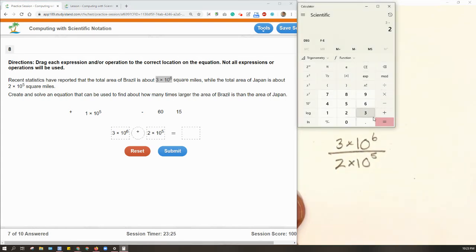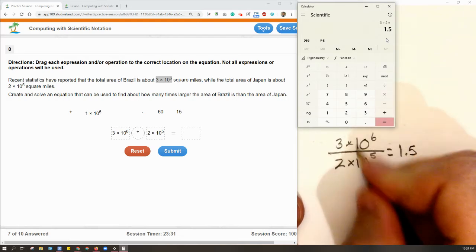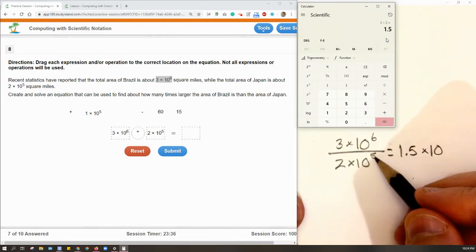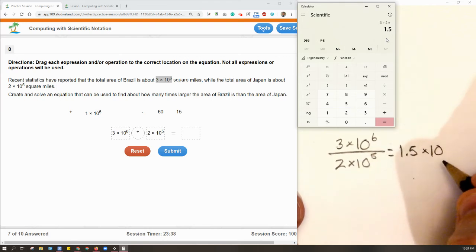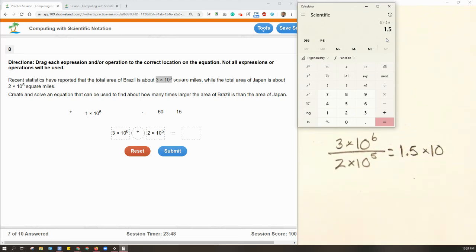3 halves is equal to 1.5. But 3 divided by 2 gives you 1.5. So the answer here is 1.5. And then we keep our times 10, and then we subtract our exponent. 6 minus 5 is 1. Now I'm not going to write the 1 because we never write the exponent 1. It's always implied. If you do not see an exponent, it's an invisible 1. So there's an invisible 1 right there. It's 1.5 times 10 to the 1st power.